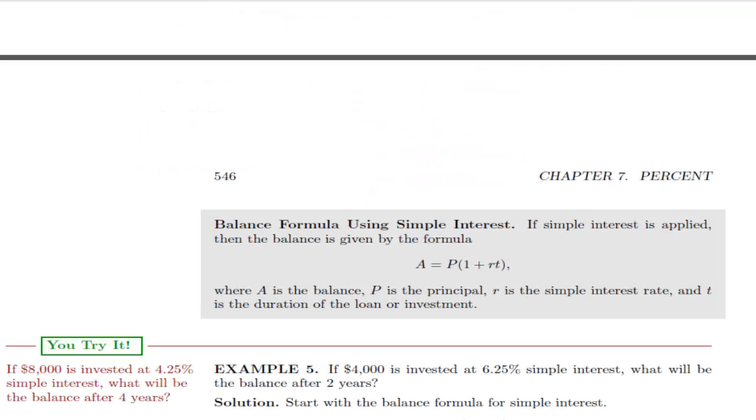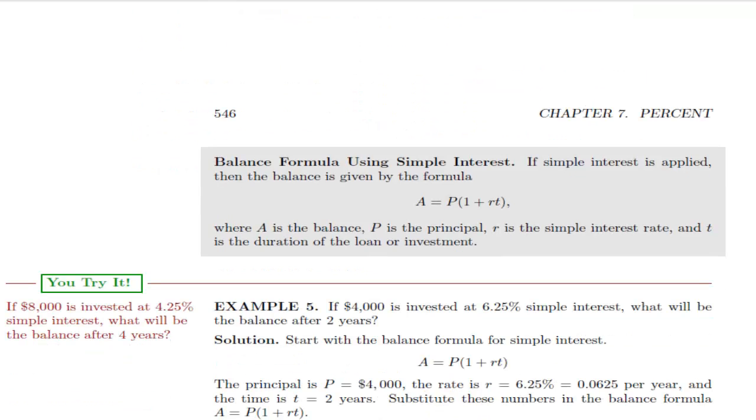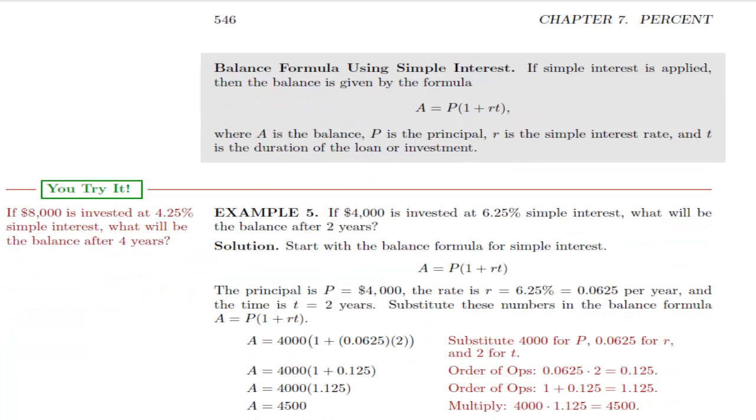Balance formula using simple interest. If simple interest is applied, then the balance is given by the formula A equals P times the sum of 1 and the product of R and T, where A is the balance, P is the principal, R is the simple interest rate, and T is the duration of the loan or investment.